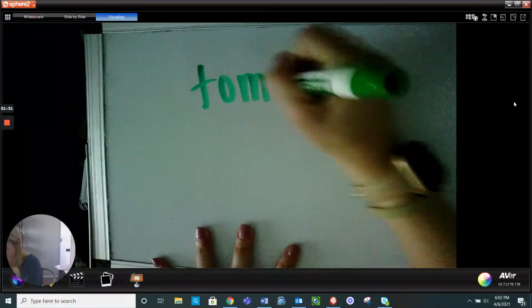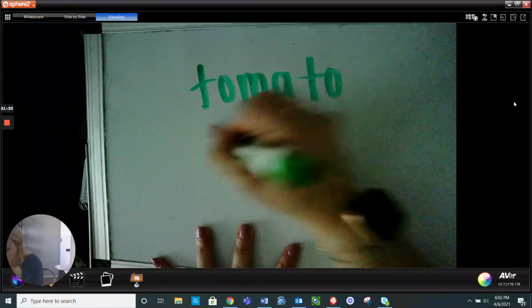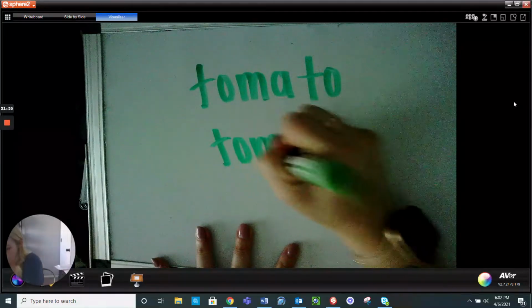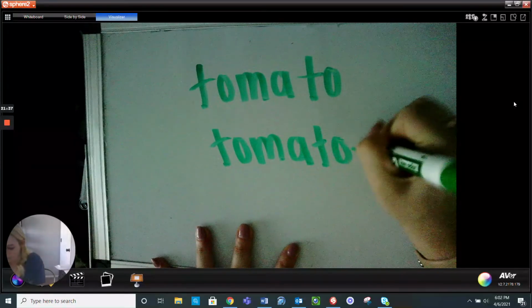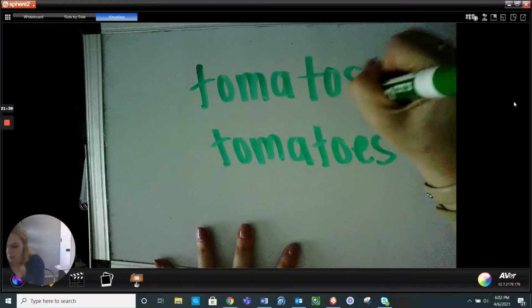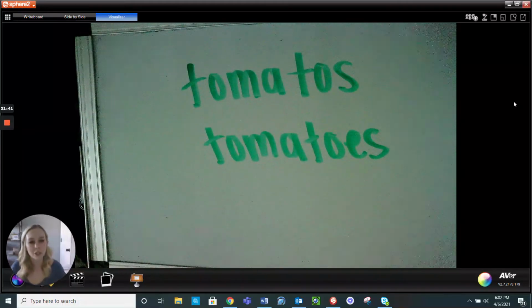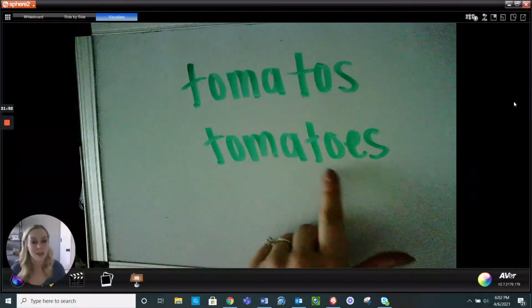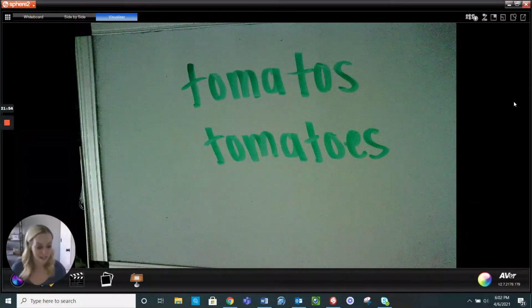What about tomato? All right, which one looks right? Remember, this is a very easy way to check our spelling. Just write it one way, and if it looks kind of weird, it's probably spelled the other way. For tomato, ES again is correct.